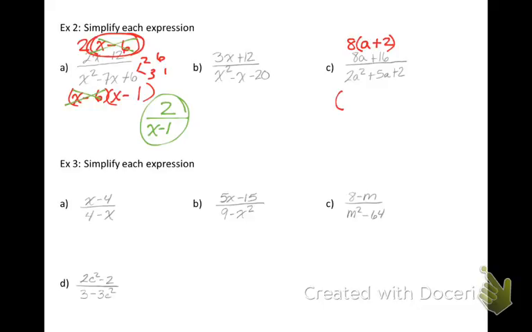Okay. The bottom part of this one. The factors of 2 are what? 2 and 1. So it's going to be 2a and a. What are the factors of 2 again? 1 and 2. 2 and 1. They're both going to be positive.